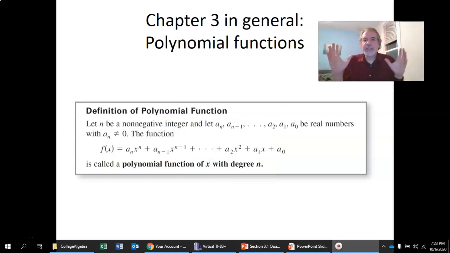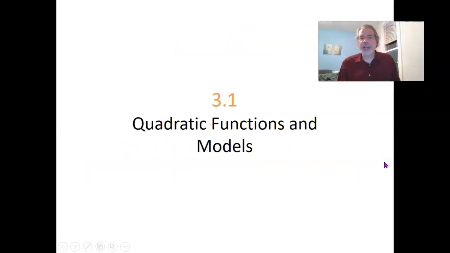Hello. In this chapter, overall, chapter 3, we're going to be talking about polynomial functions in general. That's things that look like this. And so I'll wait until the next section to talk more about what a polynomial is and point out what's going on here. But in this particular section, we're going to start out the chapter by talking about a specific kind of polynomial function, which is quadratic functions.